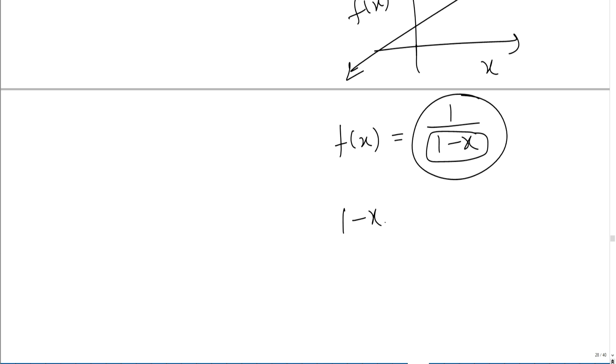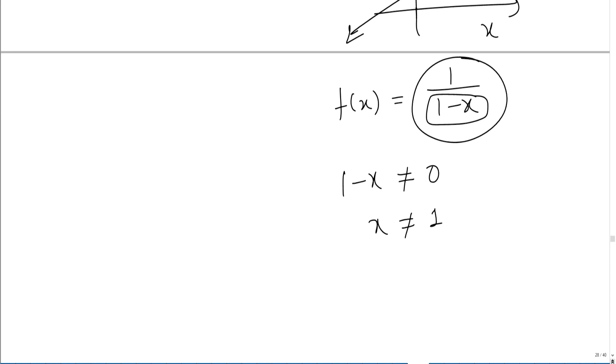So, what does this mean? 1 minus x cannot be equal to 0, and this requires that x is not equal to 1. So, x cannot be equal to 1. So, x can take any real value except 1. Okay. So, that is the domain. What would be the codomain of this function?